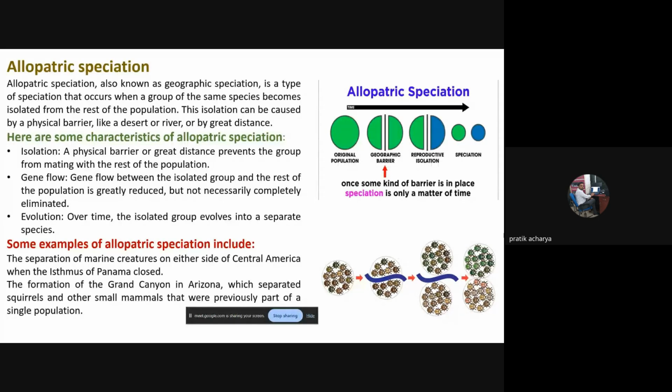Now come to the examples of allopatric speciation. The best example is Darwin's finches. That means finches of different Galapagos Islands evolved into different species based on the food source available. You know that evolution is due to environmental pressure. When all the Darwin's finches are present on the main island, a common type of food resource is available on that island. That's why all the finches look alike.